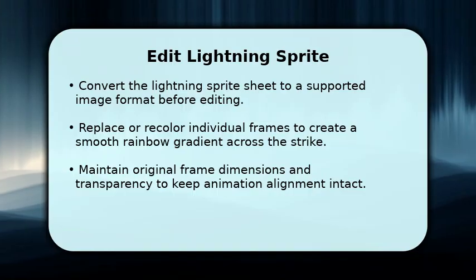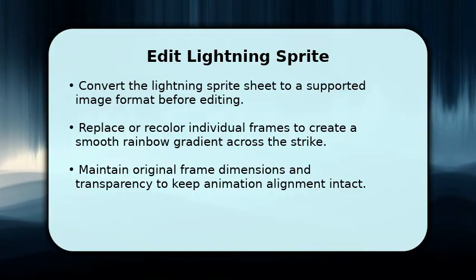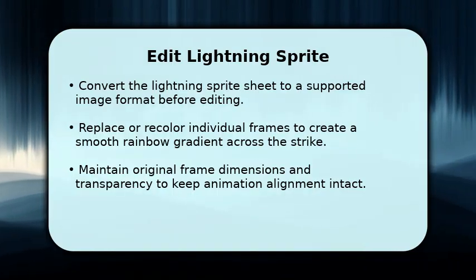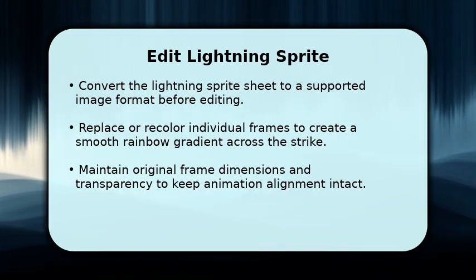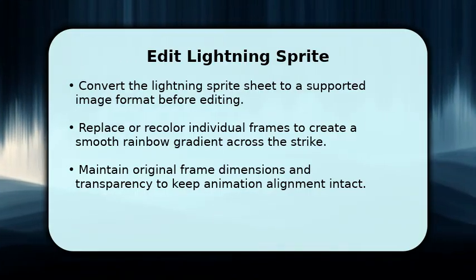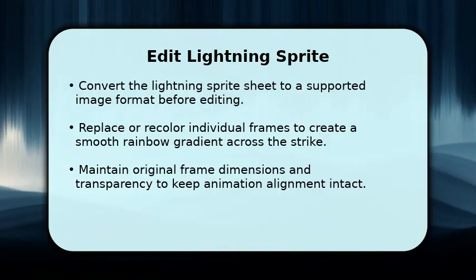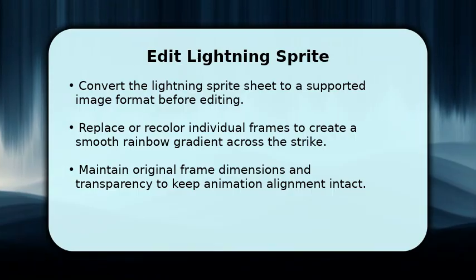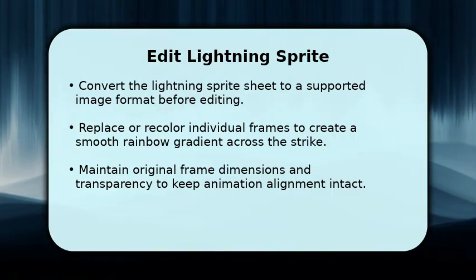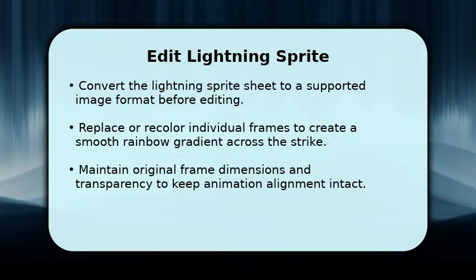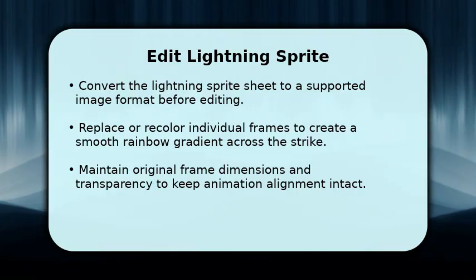Create a rainbow gradient across the strike by recoloring each frame progressively, keeping hues consistent for fluid motion. Preserve the original frame size and transparency to avoid visual glitches in-game, and save using the same file name and format. Test quickly in Flashpoint to confirm timing, then iterate until the rainbow transition looks natural and vibrant.